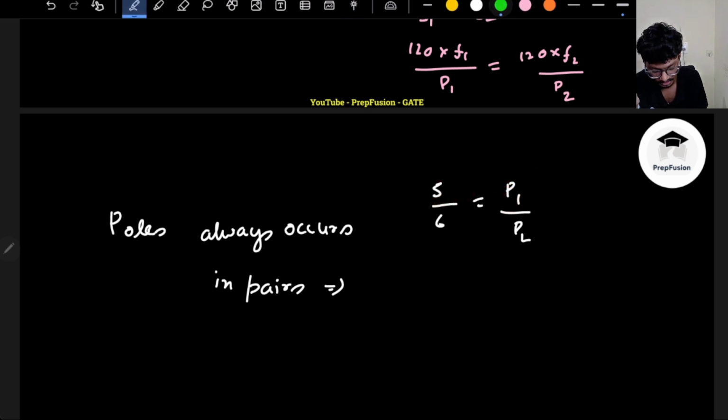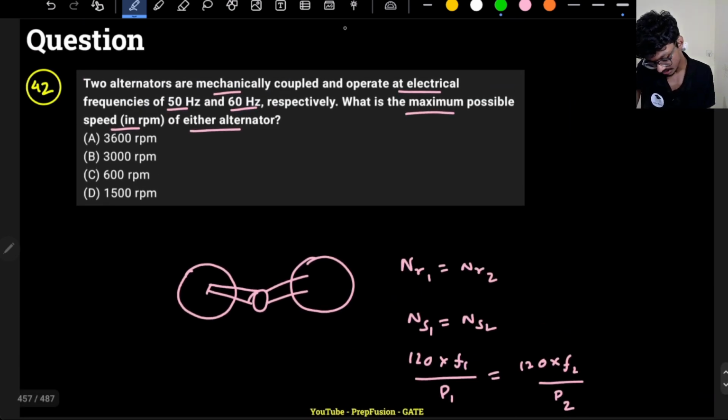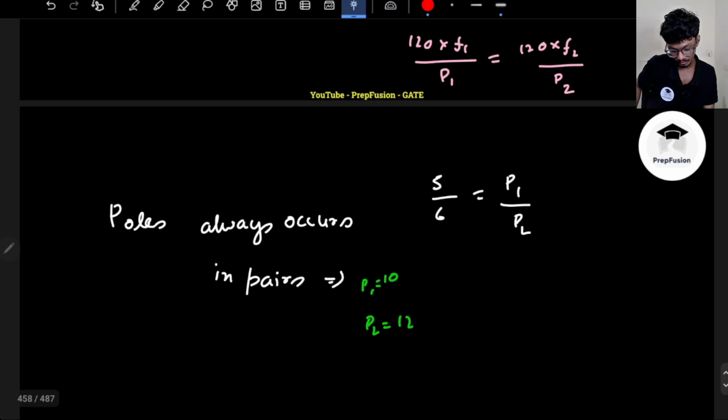So what is the next even number? So 5 into 2. So if P1 is equals to 10, that is possible. So P2 will be equals to 12, that is possible. So what they are asking, what is the maximum possible speed? So P1 and P2 we have got as 10 and 12.